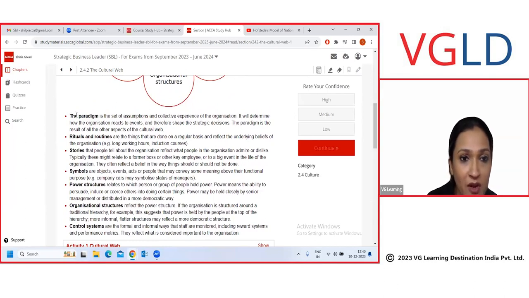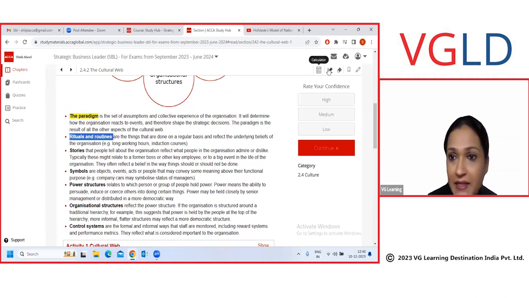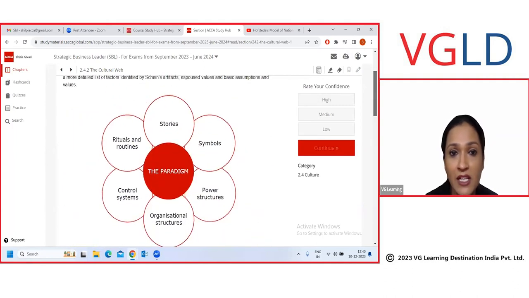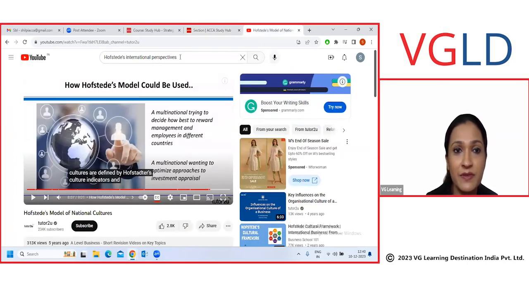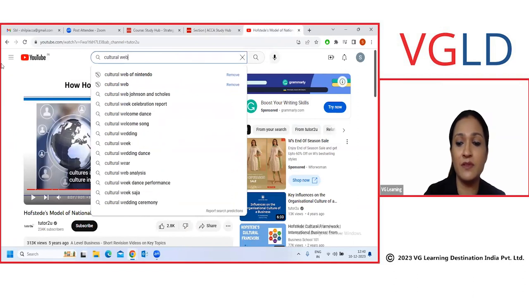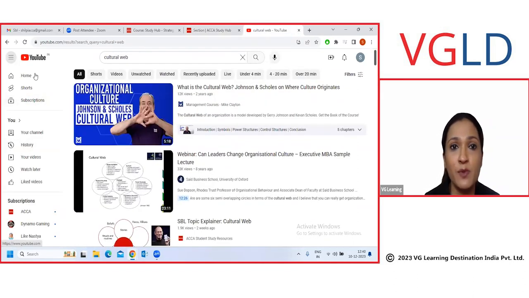Okay, so we're going to go through these one by one. But before that, because it would be boring for you to read through these concepts and understand it from this perspective, I'm going to show you an example on the cultural web. Let's quickly have a look at a real life example in terms of defining the cultural paradigm, the cultural web in the organization. And then we will go through the theory concept of it as well.